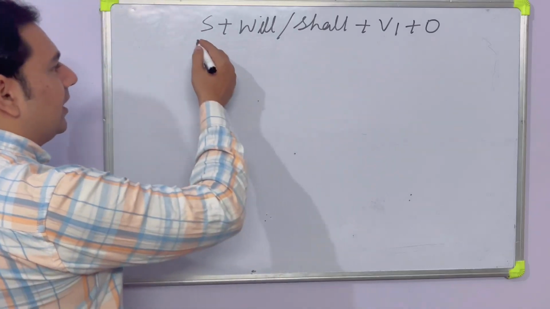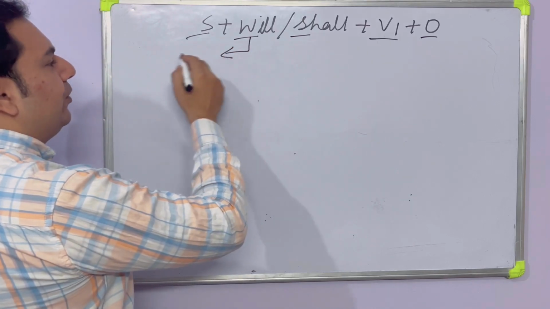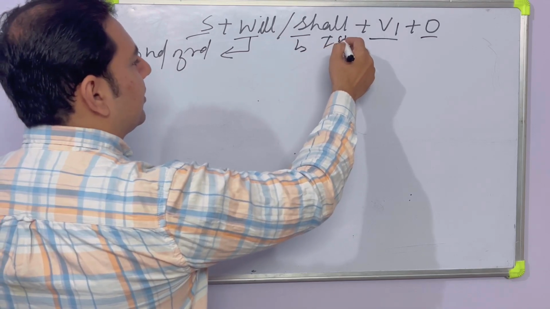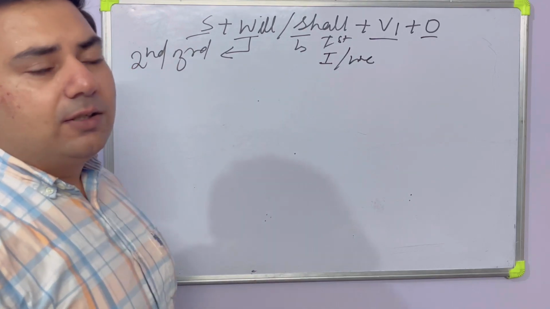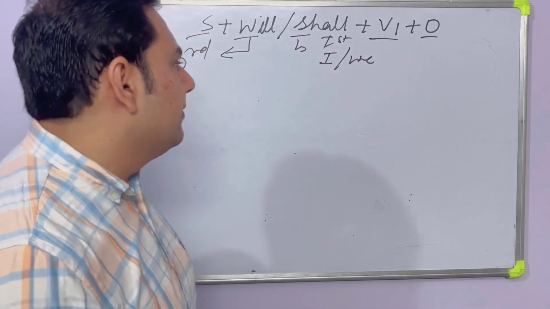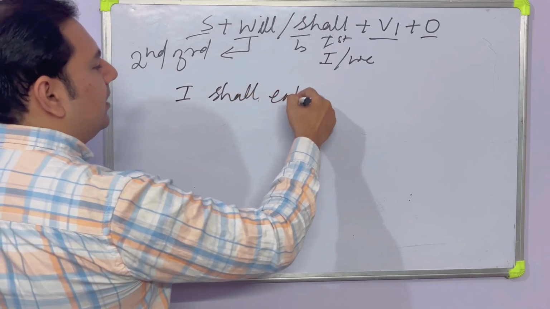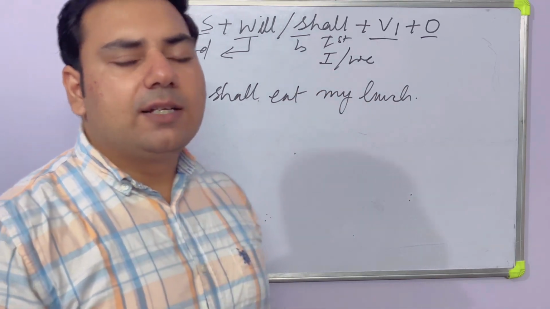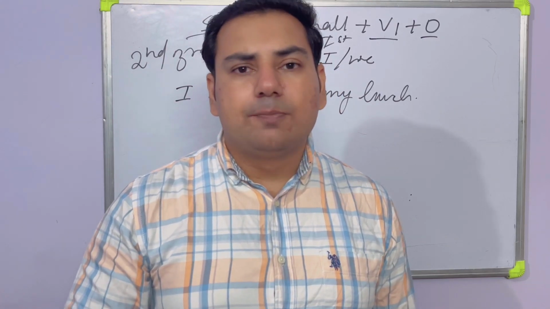What we have to do is subject, will, shall, first form of verb and object. Now will be used with the second and the third person, and shall will be used with the first person. The first person will be I or we. Okay, I shall and we shall. So this is very easy and not rocket science that we are doing right now. So I shall eat my lunch. I shall eat my lunch means that the person will eat the lunch afterwards, not going to eat right now in the present time.